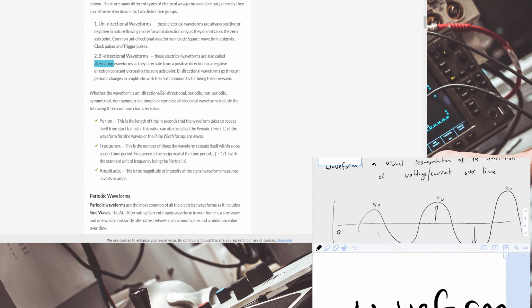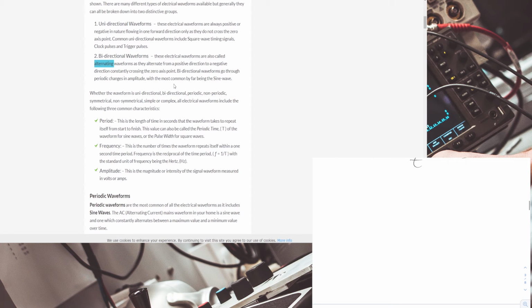Okay, so all electrical waveforms include the following three common characteristics. Okay, so all waveforms have three characteristics. Number one, period. Number two, frequency. Number three, amplitude. Okay. All right.